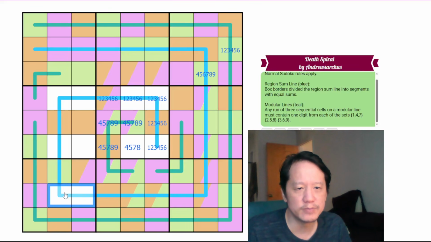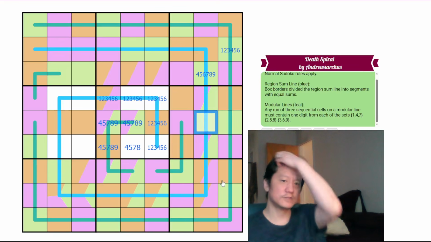This cannot be double orange. This is green, and we don't know what the other color is. This is orange, orange. This is green.